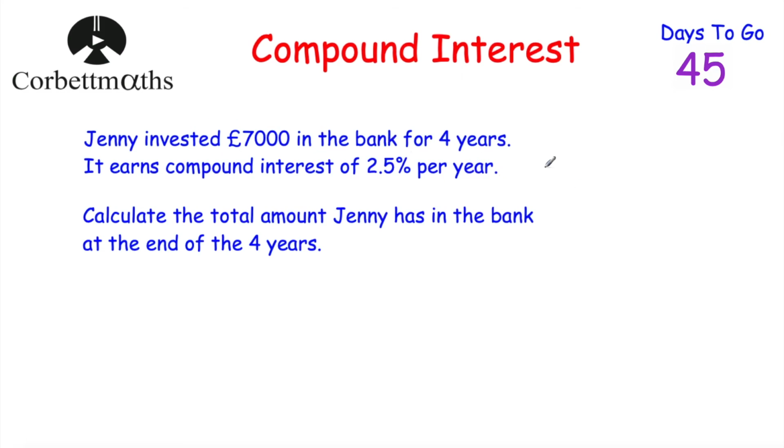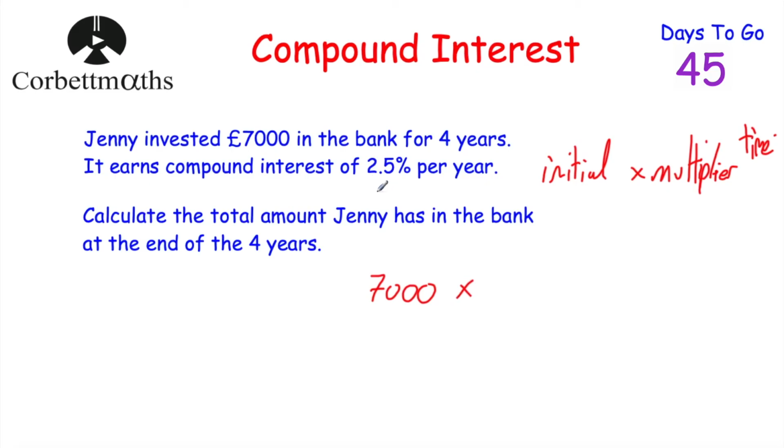Okay, so remember it's initial multiplied by the multiplier to the power of time. So the initial amount of money is £7,000 multiplied by the multiplier. Now, it's gone up by 2.5%. So if you've got 100%, it goes up by 2.5%, you would have 102.5%, or as a multiplier, that would be 1.025. Okay, so that's the multiplier there. Now that was a bit trickier because it was a decimal number, but it'd be 1.025. If you wrote 1.25, that would be a 25% rather than 2.5%. So that's why the multiplier is 1.025.